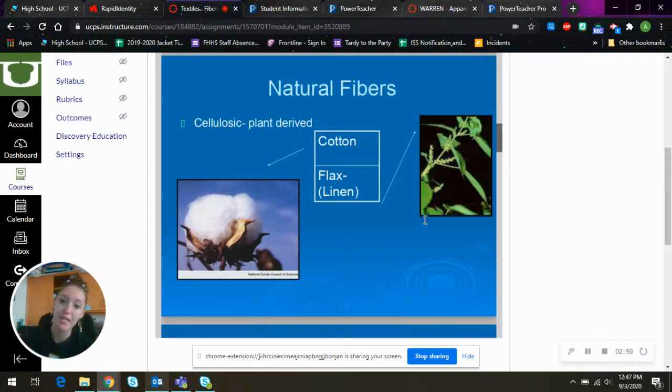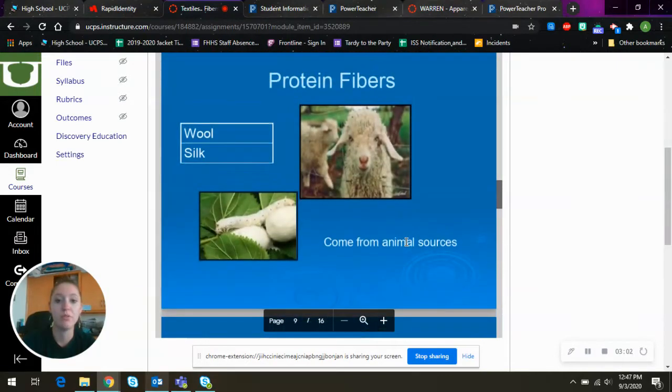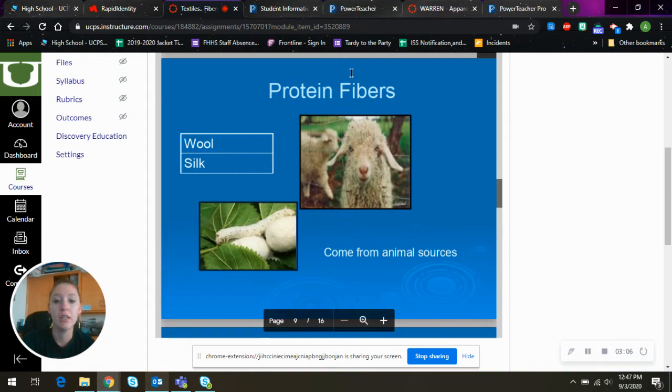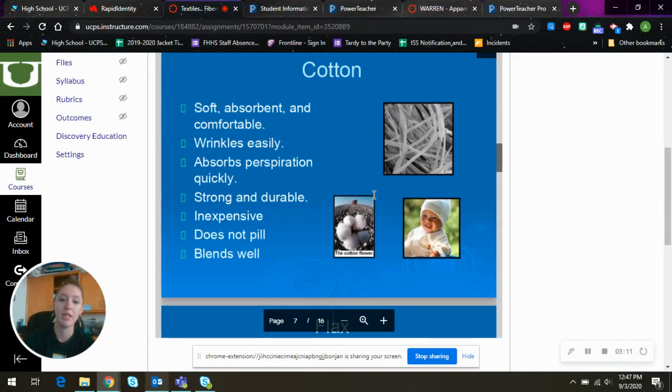So starting out, natural fibers. There are 2 that come from plants, and that is cotton and flax, and linen is also another word for flax. And then there are 2 that come from animals, which is down here, and that is wool and silk, which are called protein fibers. But cotton, we'll go through some of the characteristics. It's soft, it's absorbent, and it's comfortable. It wrinkles very easily, and it absorbs perspiration quickly.